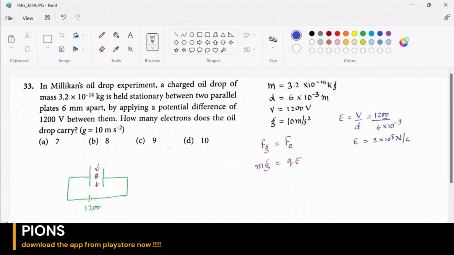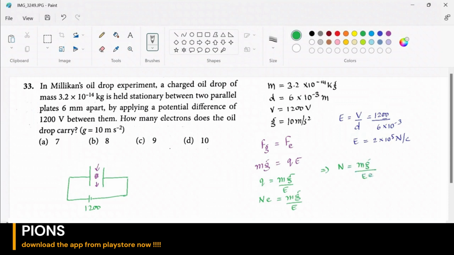What we have to find? How many number of electrons? So be very careful. You don't have to find the charge. You have to find the number of electrons in this case. So first let's take q on the left hand side and we will write mg upon E. And the charge, from the first formula of class 12th, charge is nothing but number of electrons times the electronic charge, so ne equals mg upon E. And let's take this e also on the right hand side. So this implies n is equal to mg upon eE.